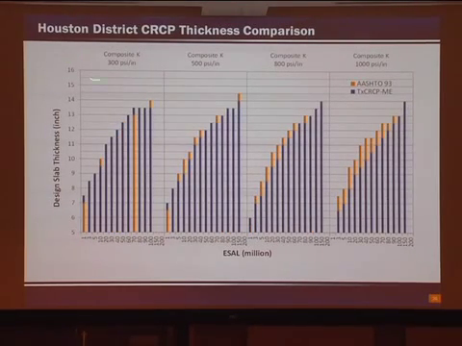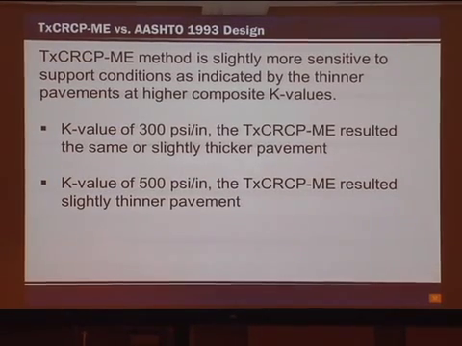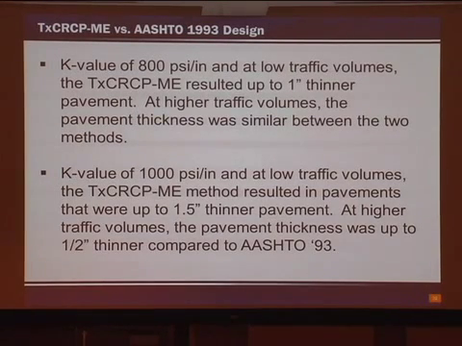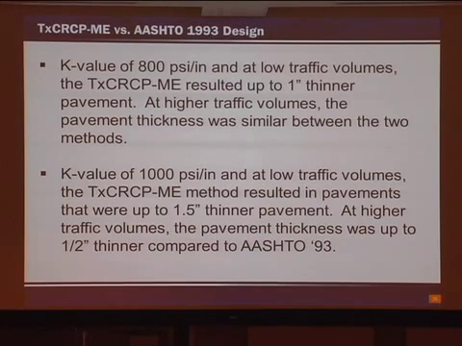This is for Houston district, and the analysis result for Houston has a similar trend. So the conclusion we have is that the new CRCP-ME method is slightly sensitive to the support condition. For K of 300, it results in similar or slightly thicker pavement. For the high K value, at low traffic volume, the CRCP-ME will result in up to 1 inch thinner section.